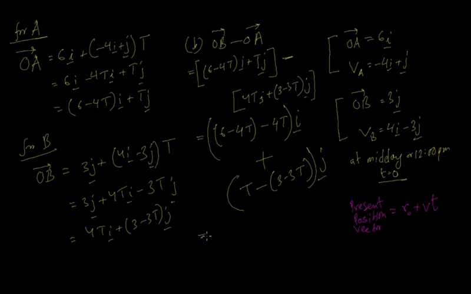So what this gives me is 6 minus 4t minus 4t is 6 minus 8t, and this is i, plus, what this gives me, t minus 3 plus 3t. So this would be (4t minus 3)j. So this is what we had to prove. Let's check. Is it (6 minus 8t)i?